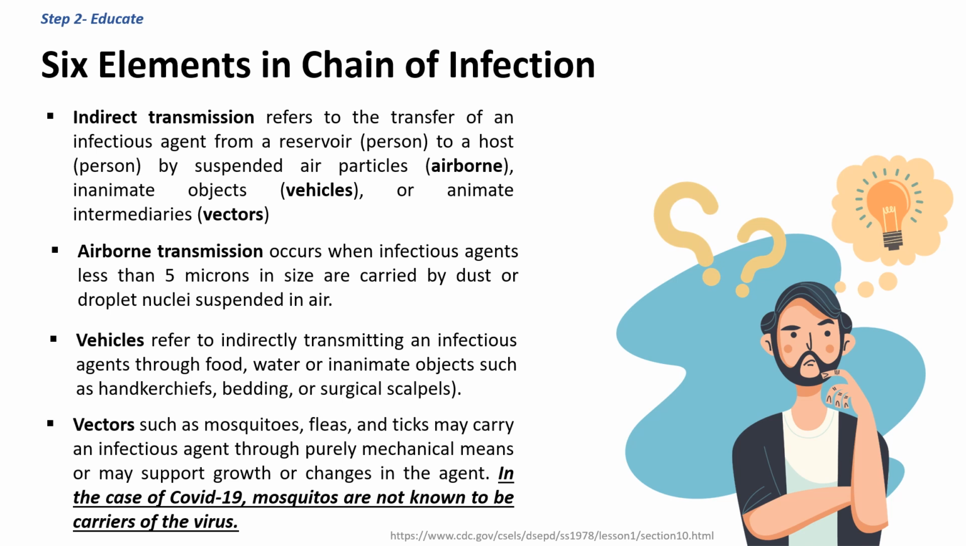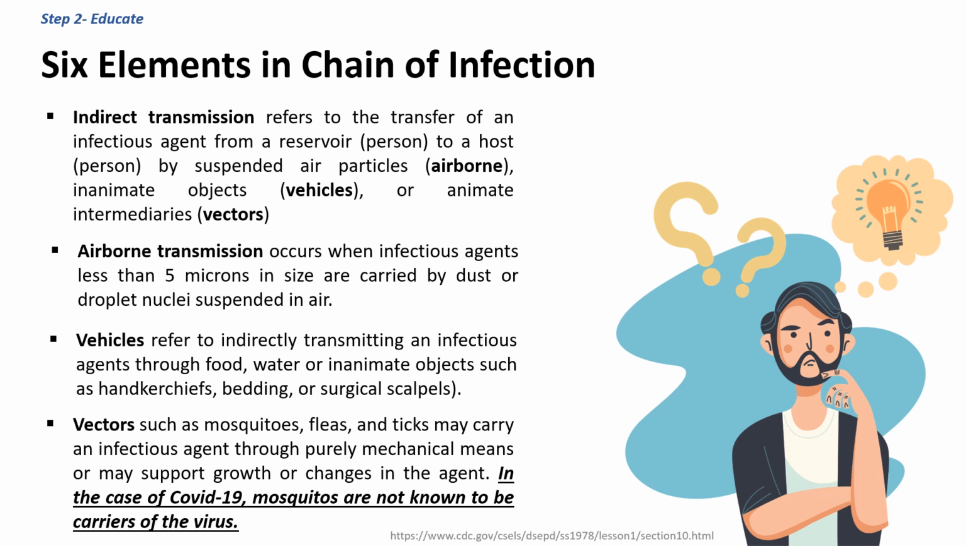6 elements in chain of infection. Indirect transmission refers to the transfer of an infectious agent from a reservoir person to a host person by suspended air particles, airborne, inanimate objects, vehicles, or animate intermediaries. Airborne transmission occurs when infectious agents less than 5 microns in size are carried by dust or droplet nuclei suspended in air. Vehicles refer to indirectly transmitting an infectious agent through food, water, or inanimate objects such as handkerchiefs, bedding, or surgical scalpels.